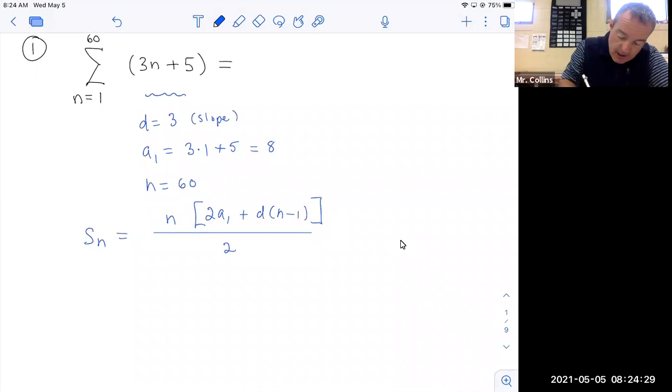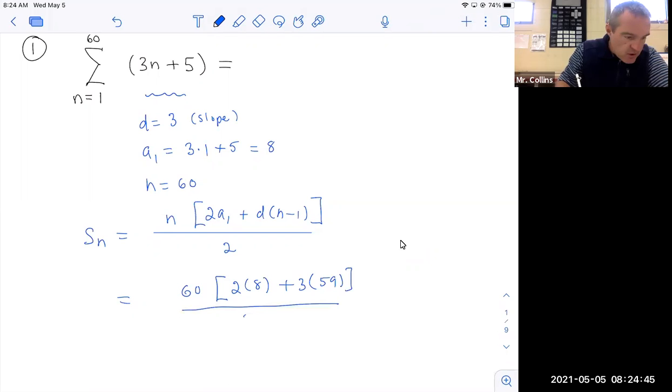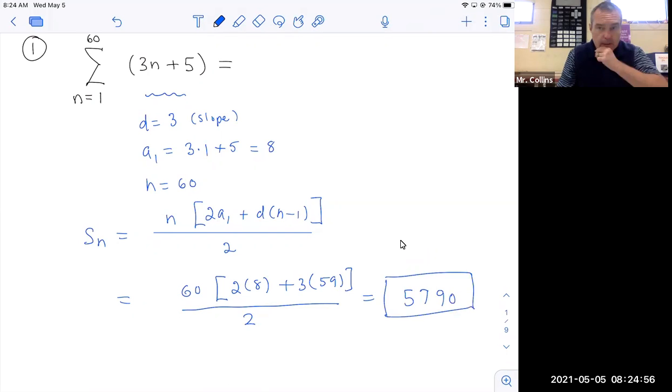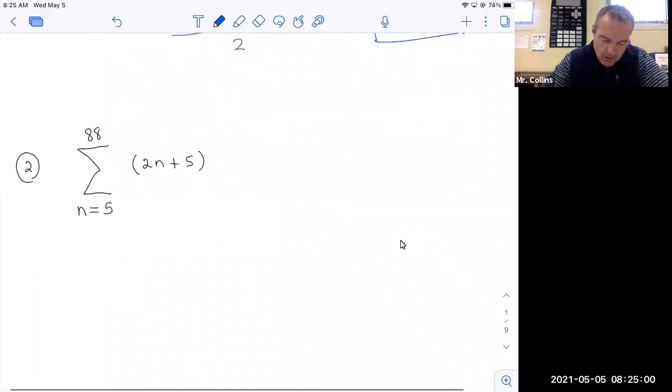Okay, and you're just plugging in, right? n is 60. If I double the first term, I go 2 times 8. The common difference we said was 3. n minus 1, 60 minus 1 is 59. The whole thing is over 2. And I would jam that in a calculator. And if you add up the first 60 terms, you get 5790.